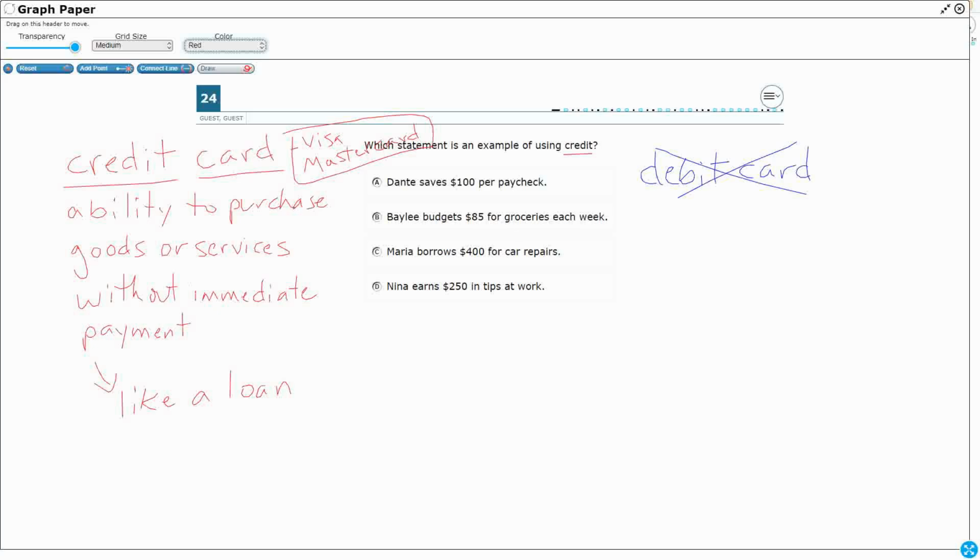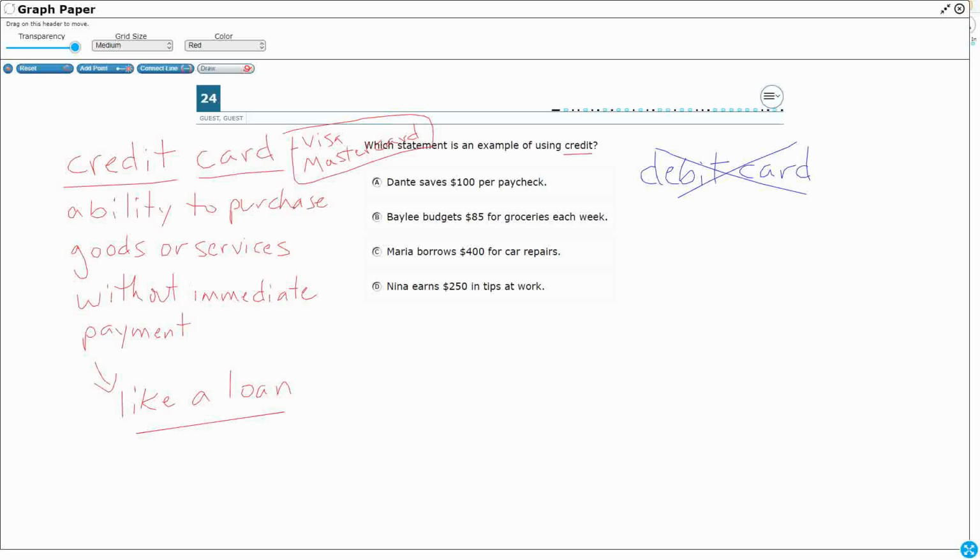So that's what credit is, and credit card is not the only way to use it. You also have to have good credit to get a loan to buy a house or buy a car because most people can't pay for a car or a house with cash. They pay a bank monthly payments to kind of pay back a loan that they take out for that car or that house. That's credit. So let's take a look at our examples here.